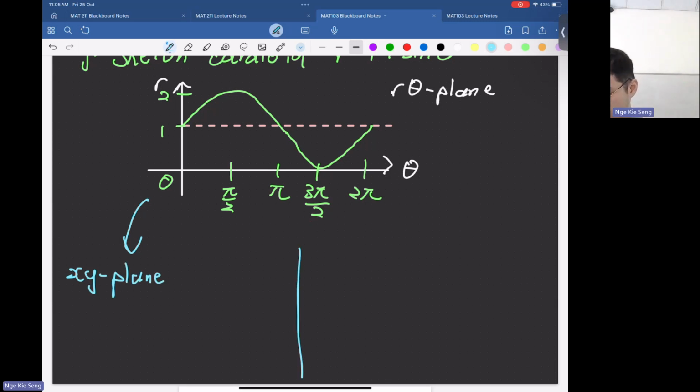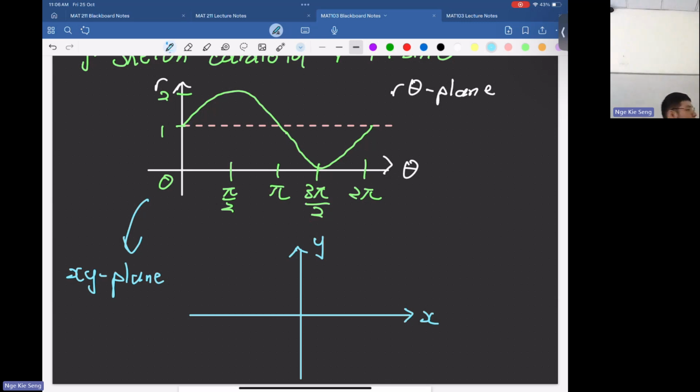Okay, so let's draw it. So in XY plane, if you want to see it as polar coordinate, you also see it as 4 quadrants. So also there's 4 important angles here. It's the same angle. So we have, for example, 0, pi over 2, and then pi, and then 3 pi over 2, and then go back to 2 pi. It's the same point.